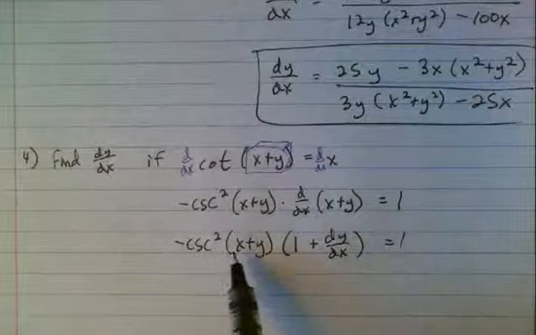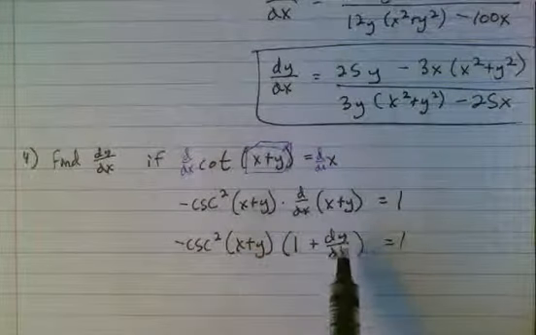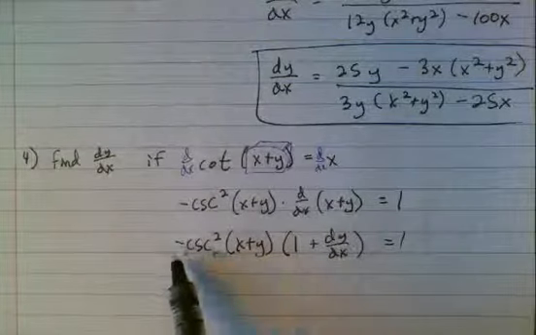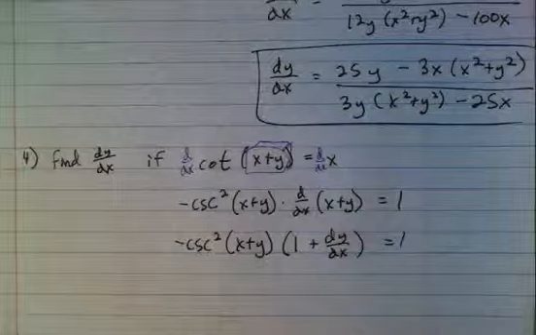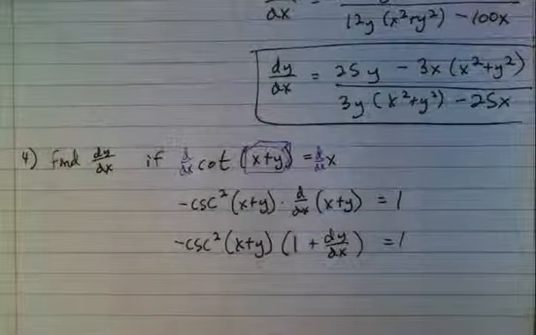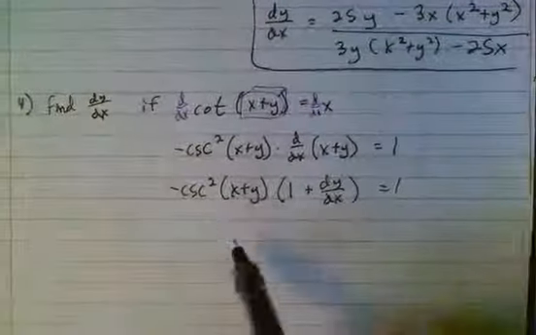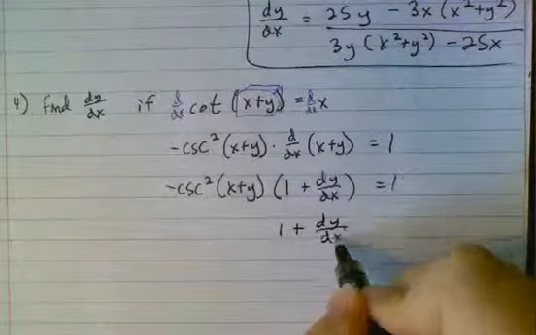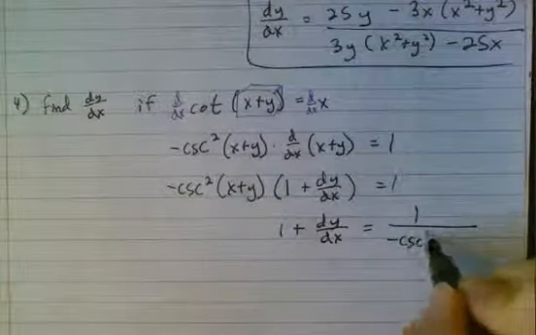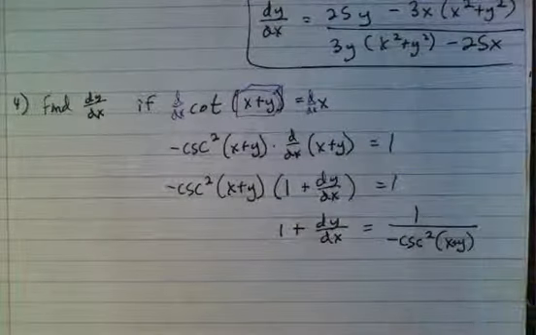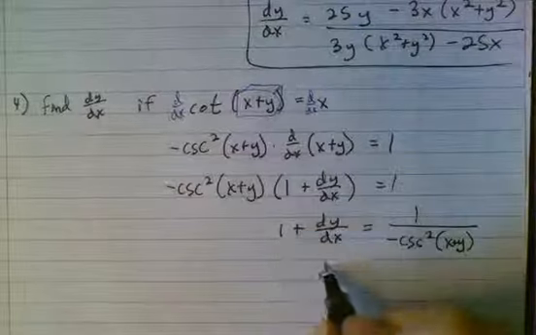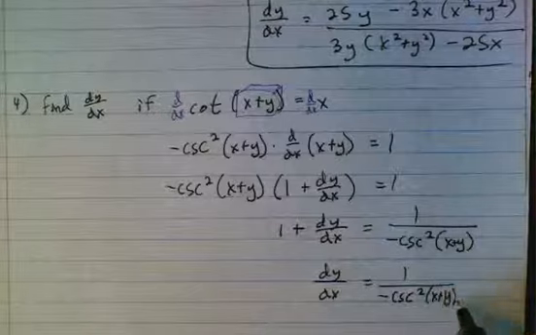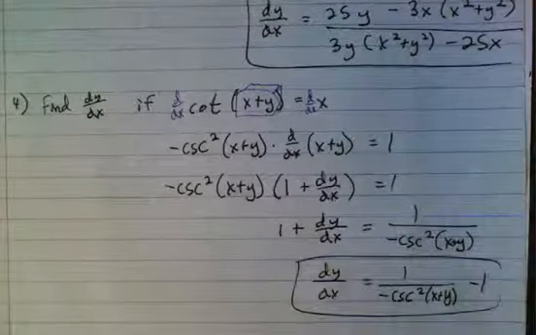Now, we can either distribute this here, which works just fine, or we can see that we can get this more by itself if we divide both sides by this negative cosecant squared x plus y. Either way, we'll end up with something that's equivalent. It takes a little less writing if we just divide both sides by this. So let's do 1 plus dy dx equals 1 divided by negative cosecant squared x plus y. And now if we just subtract 1 from both sides, we've got dy dx by itself.